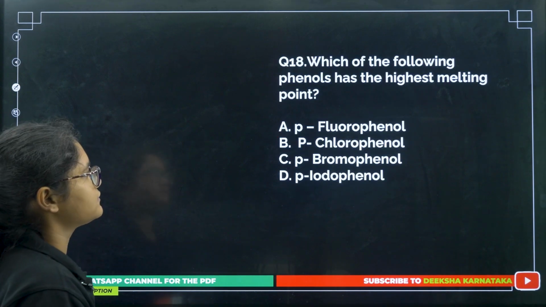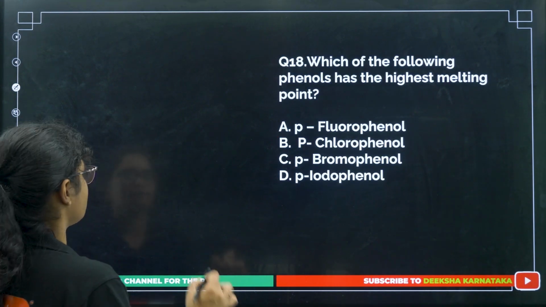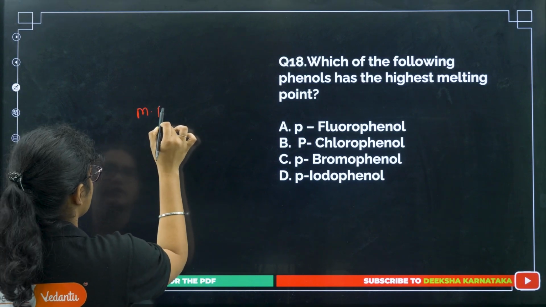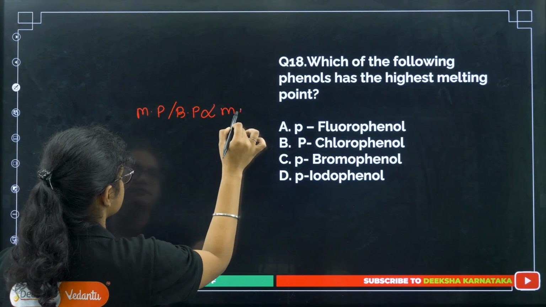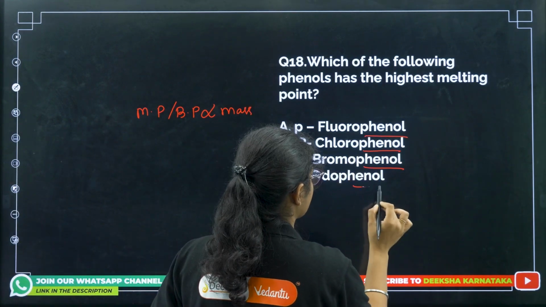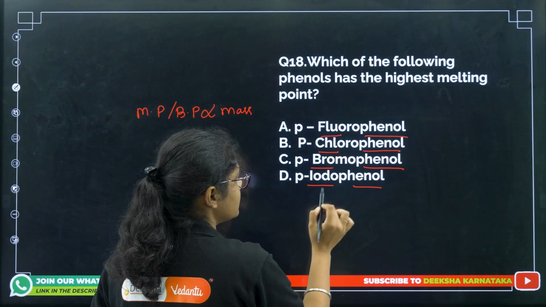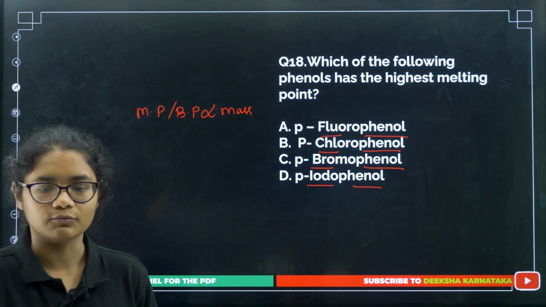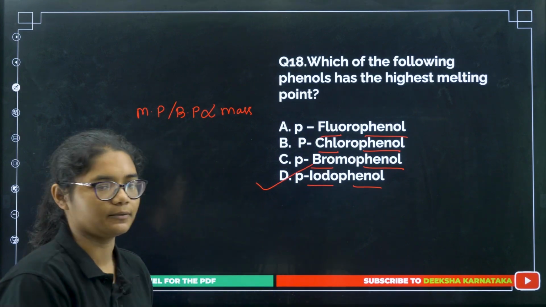Okay. Next, which of the following phenols has the highest melting point? If you remember, melting point or boiling point is directly proportional to mass. All of them have a phenol group attached to them. What is changing is the substituent: iodo, bromo, chloro, fluoro. So the iodo group will have more mass, which means it will have a higher boiling point. So the correct answer is option number D.